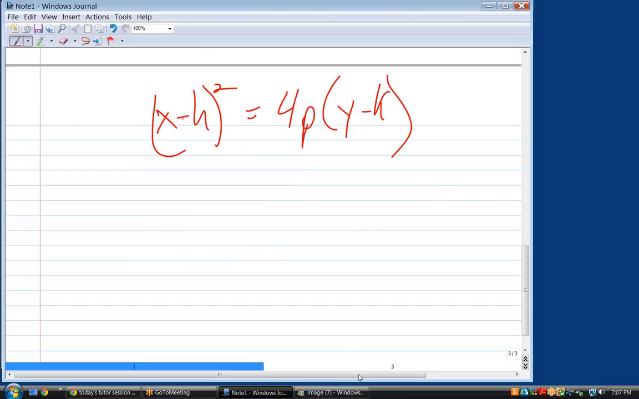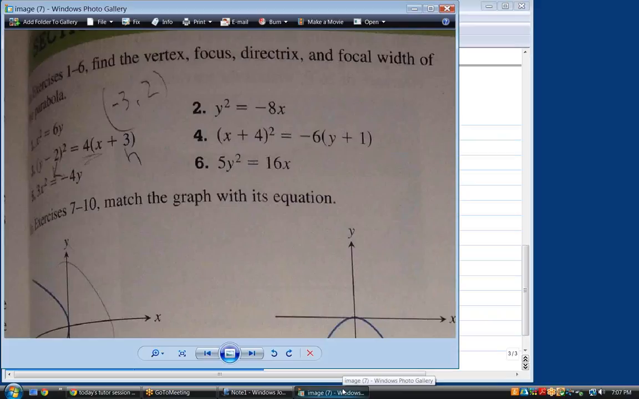All right. And which problem do we want to start with here? We should probably start with like 1 through 3. We have to do 1 through 3 and then 7 to 10. Okay. So, x squared equals 6y.